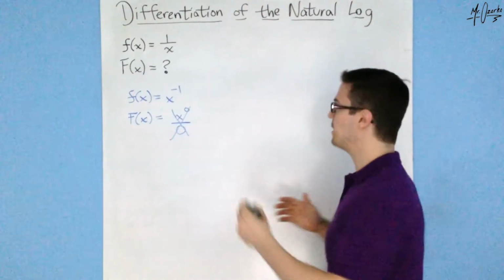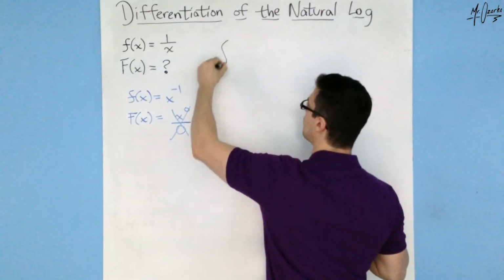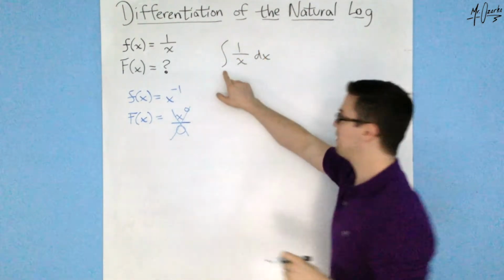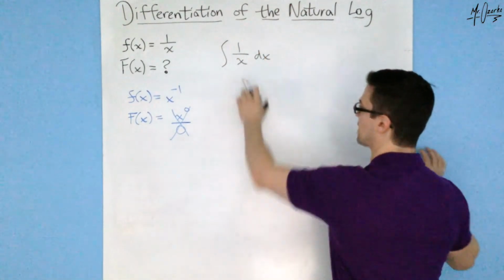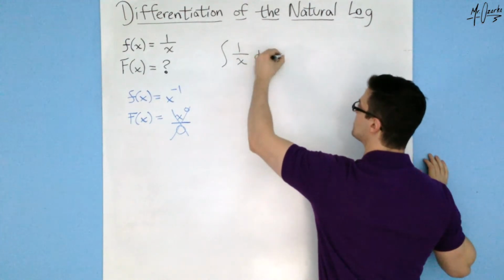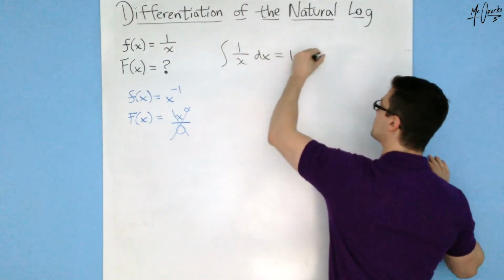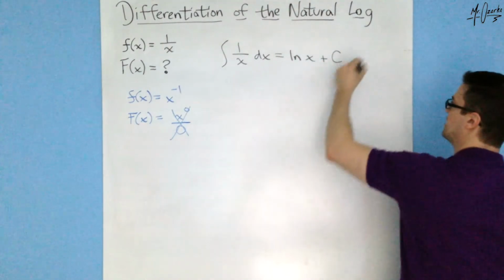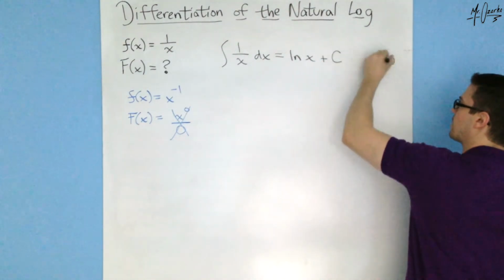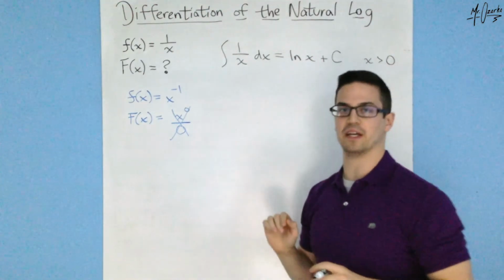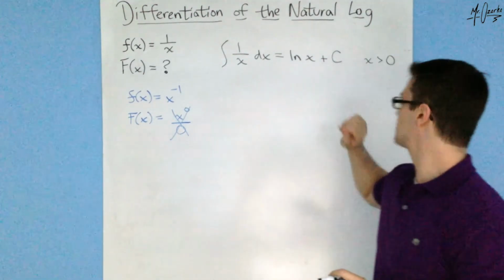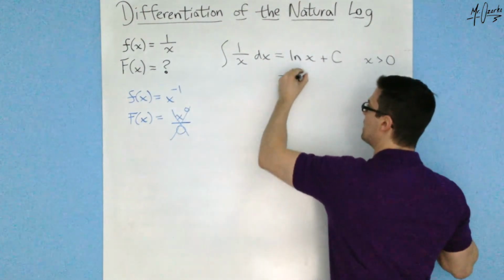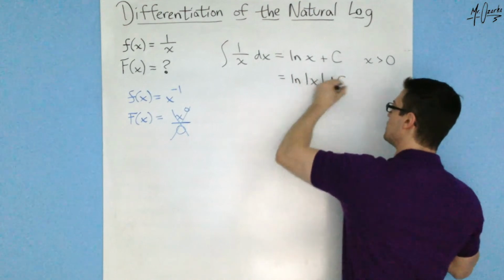So here we go. So the antiderivative of 1 over x, I'm going to solve this using the indefinite integral, or antiderivative of 1 over x with respect to x. And this is equal to ln x plus c. But if you remember with ln x, the x has to be greater than 0 because you can't put a negative value in for the ln of x. So x has to be greater than 0. Another way of looking at it would be to say the ln absolute value of x plus c.